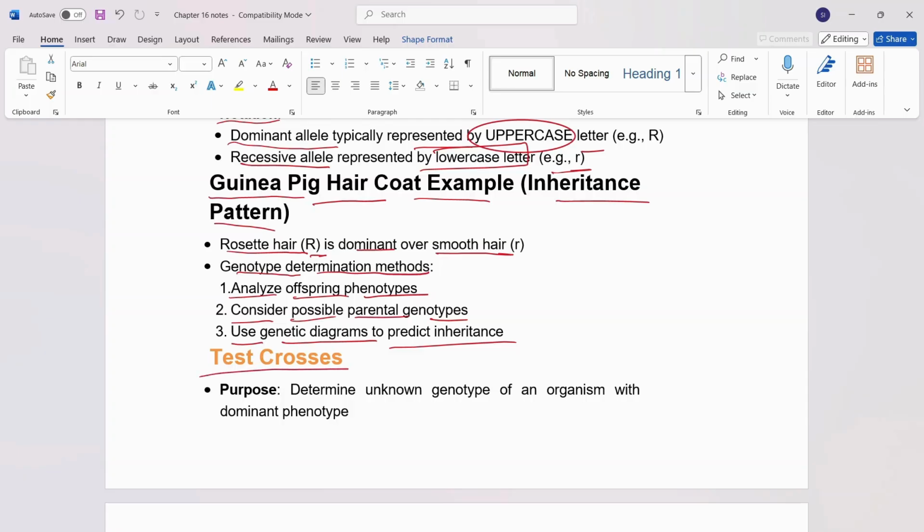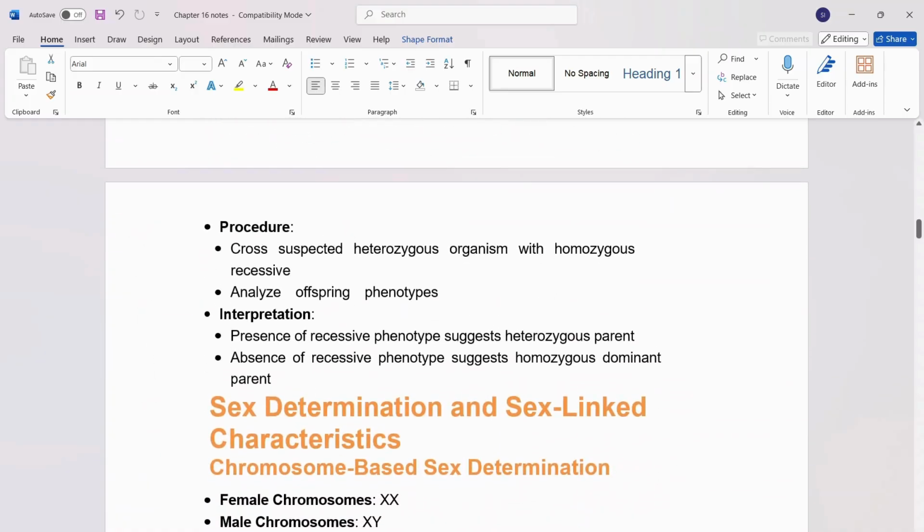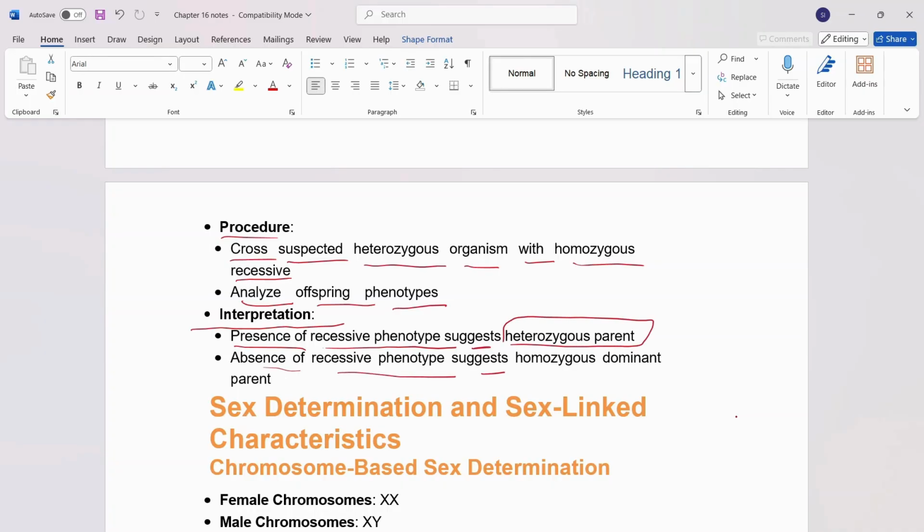Now let's talk about test crosses. The purpose is to determine the unknown genotype of an organism with a dominant phenotype. The procedure is to cross suspected heterozygous organisms with homozygous recessives. Then analyze offspring phenotypes. Your interpretation can be: presence of a recessive phenotype suggests a heterozygous parent, and absence of a recessive phenotype suggests a homozygous dominant parent.